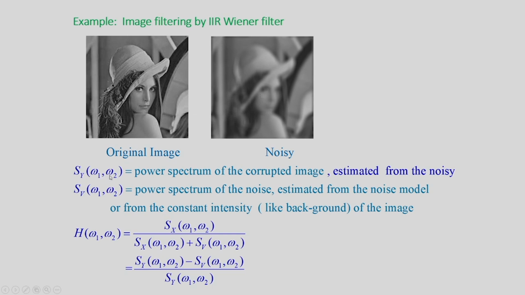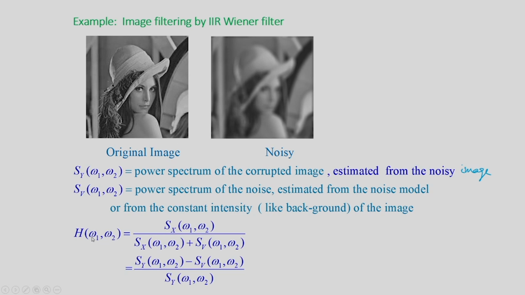Suppose Sy omega 1 omega 2 is the power spectrum of the corrupted image, which is generally estimated from the noisy image. Similarly, we require the power spectrum of the noise, Sv of omega 1 omega 2, which can be estimated from the noise model or from a constant intensity portion of the image. In the image, there are some portions where pixel intensity is uniform. In that case, from the variance of the noisy data, we can find the power spectrum of the noise.